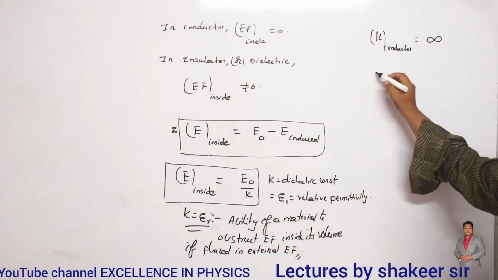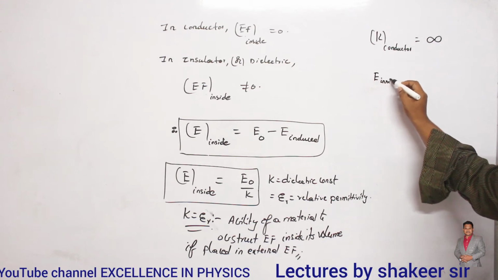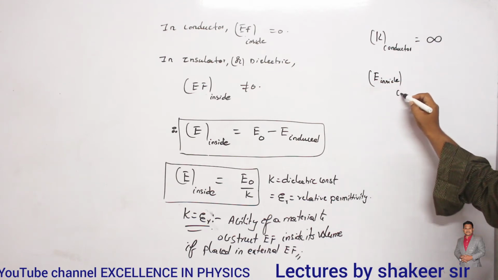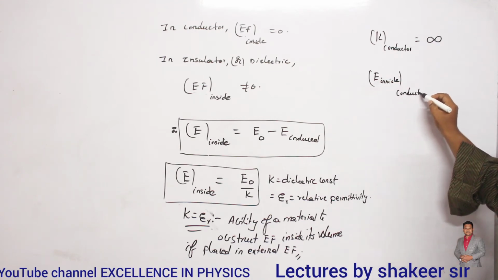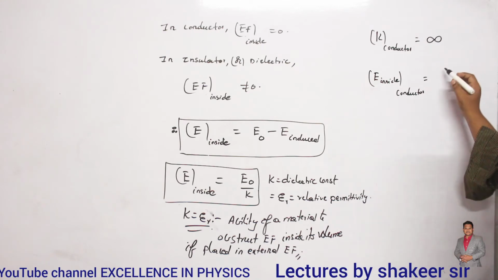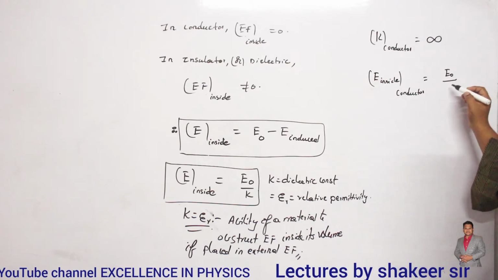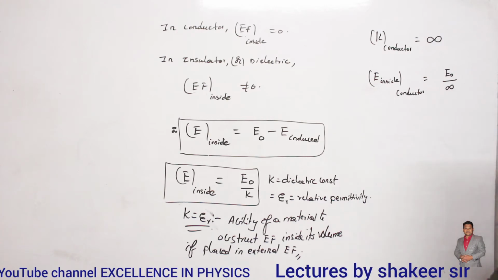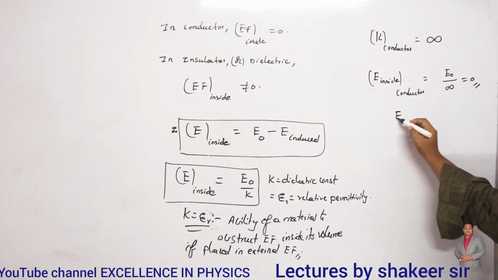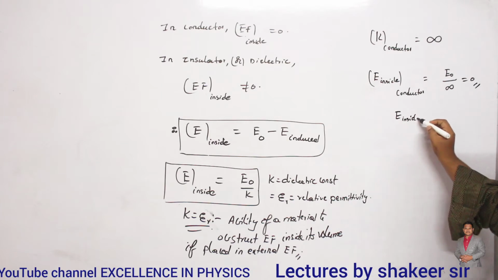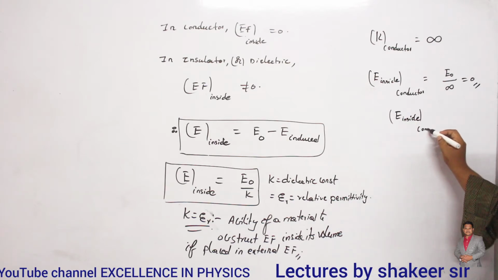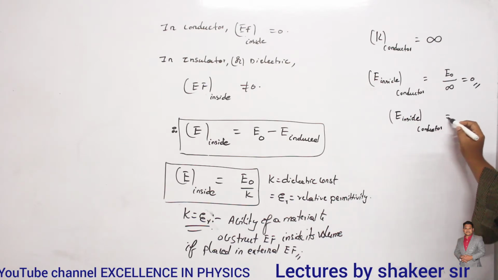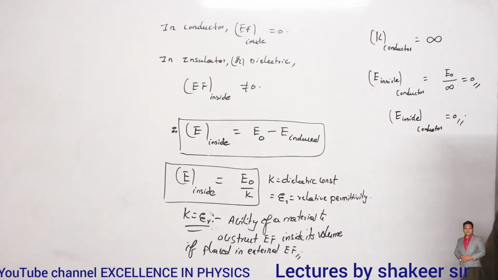Now, the electric field inside a conductor which is placed in an electric field is equal to E naught divided by infinity. Anything divided by infinity is 0. So that's what we have studied now. The electric field inside the volume of a conductor is equal to 0. Are you able to understand?